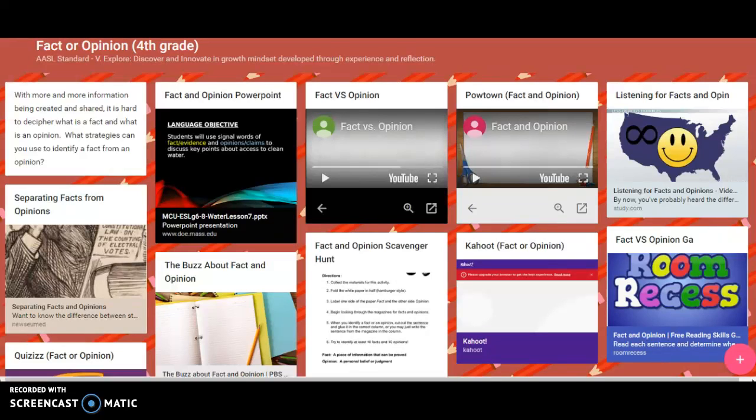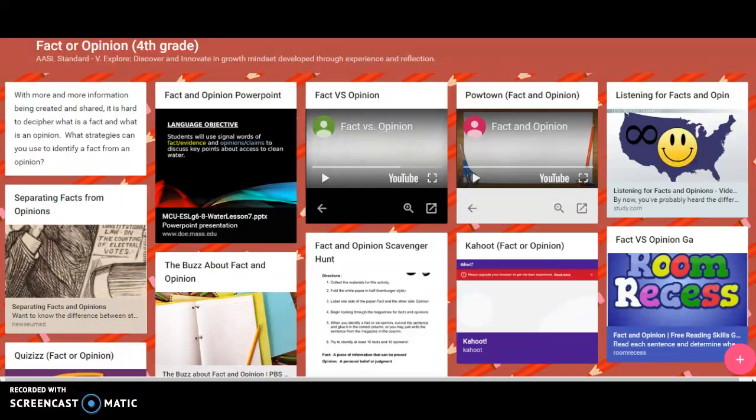The palette that you are going to be working on today is over fact or opinion. And the AASL standard is 5, which is explore. You're going to be discovering and innovating in growth mindset developed through experience and reflection. With more and more information being created and shared, it is hard to decipher what is a fact and what is an opinion. Knowing the difference between a fact and an opinion is important.